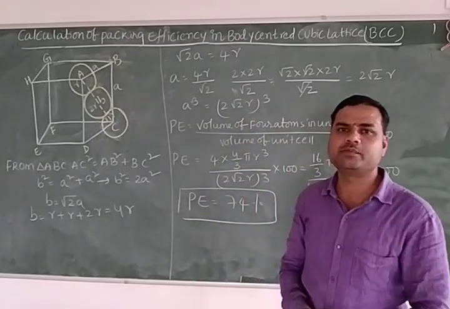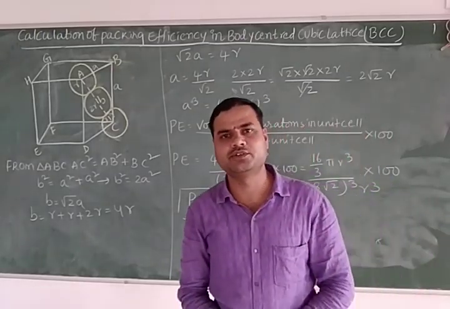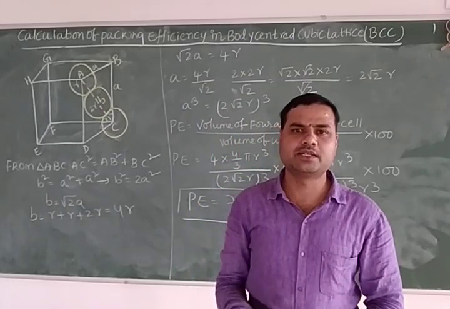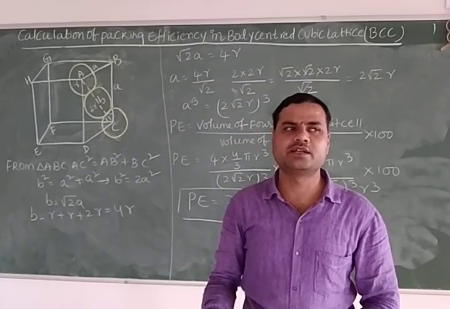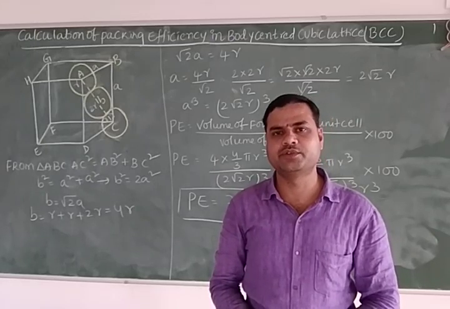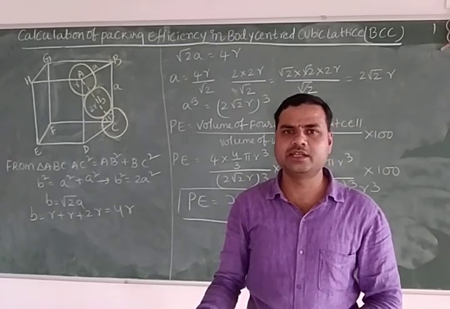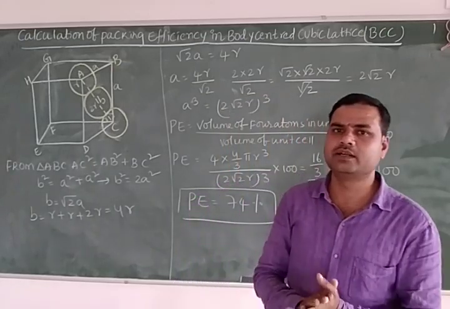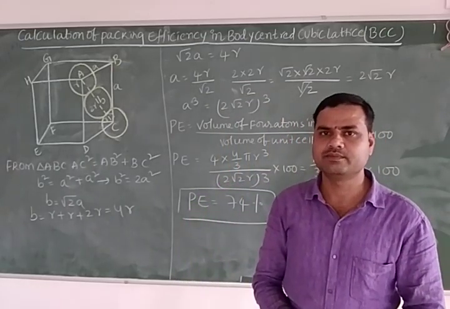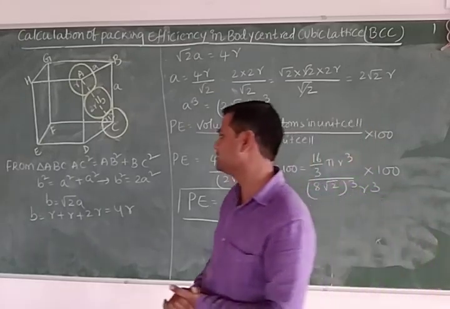And in total how many atoms are present in the face-centered cubic lattice? 4 atoms. Because at corners, 8 into 1 by 8, and for faces the calculation is 6 into 1 by 2. Therefore, 1 plus 3, the total value becomes what? 4. So this is a concept we have already discussed in the previous classes. And today we will start this packing efficiency.